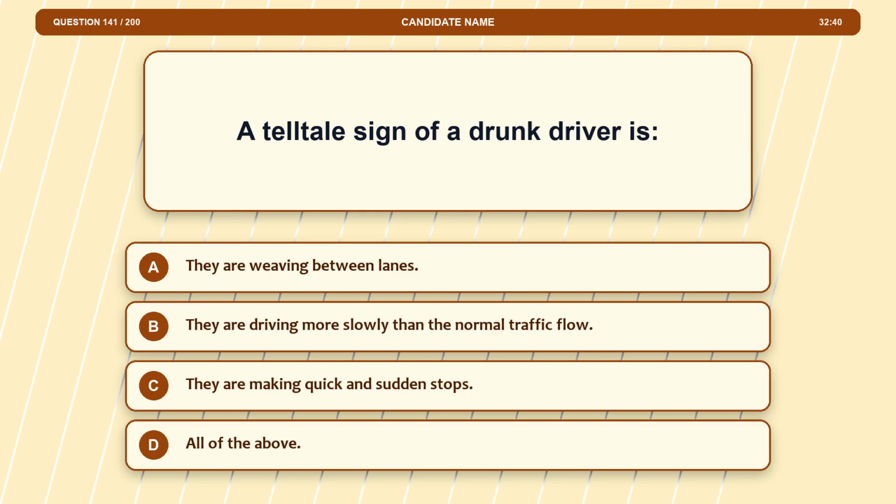Question 141. A telltale sign of a drunk driver is: Option A. They are weaving between lanes. Option B. They are driving more slowly than the normal traffic flow. Option C. They are making quick and sudden stops. Option D. All of the above.